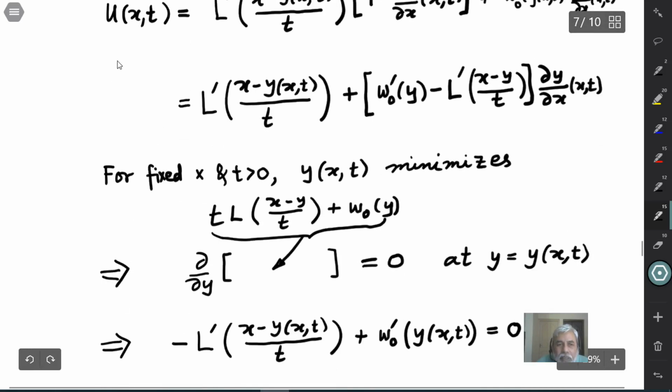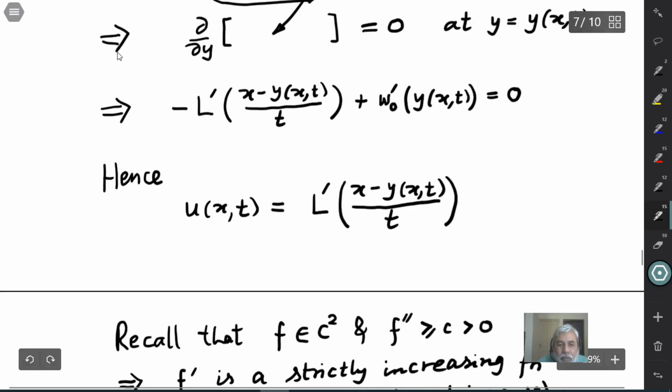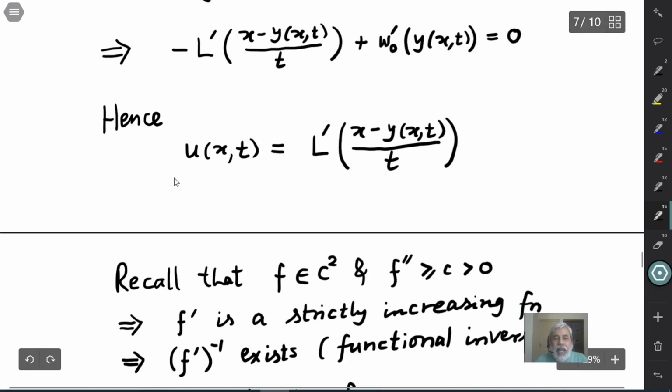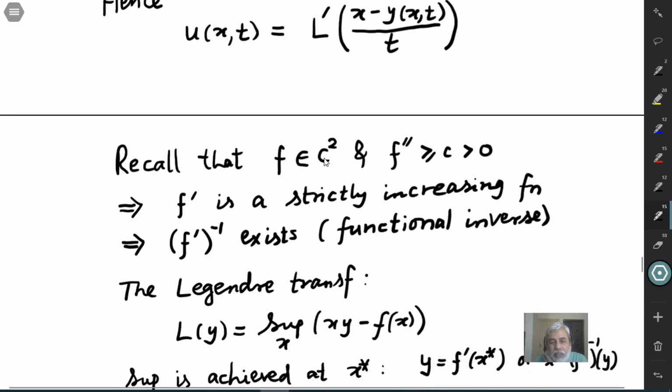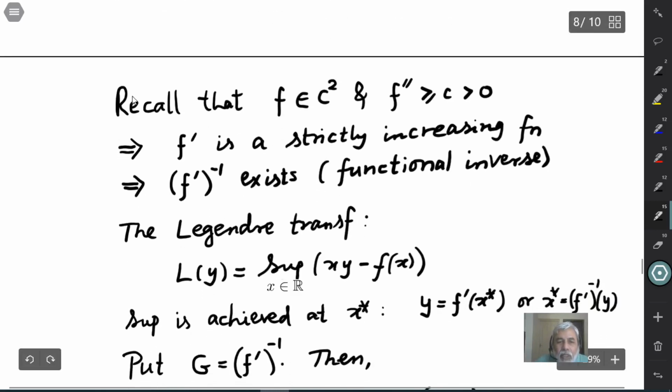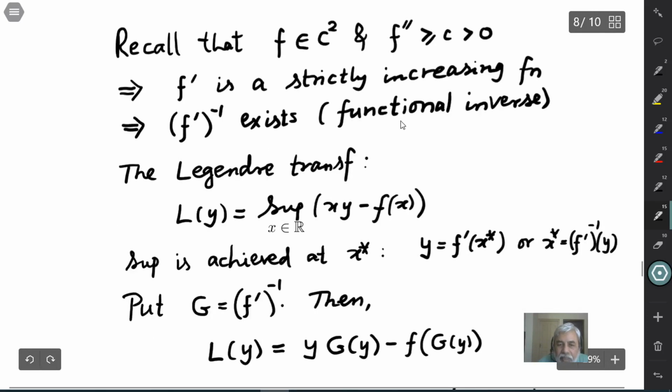So this formula for u simplifies. Hence u(x,t) is simply the derivative of L evaluated at (x - y(x,t))/t. This is referred to as the Lax-Oleinik formula. Now we express this L prime in terms of the given f. Recall, as I stated last time, that if f double prime is bounded away from 0, then f prime is a strictly increasing function, so the functional inverse of f prime exists.